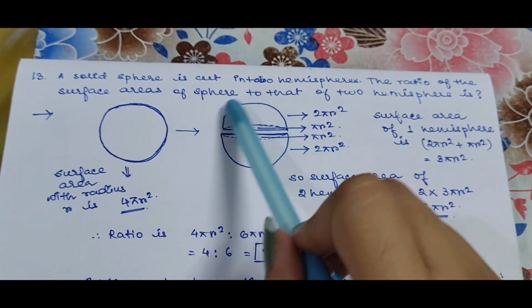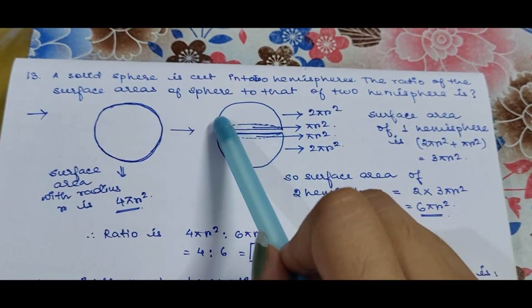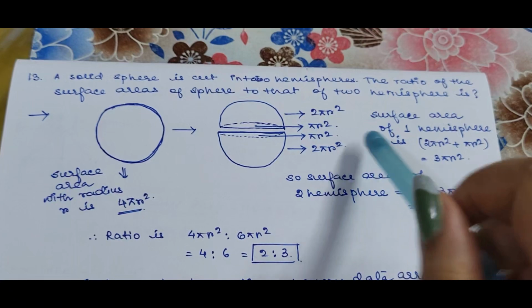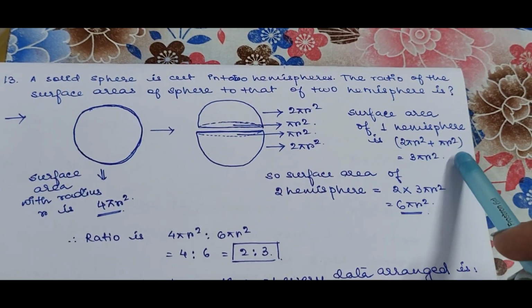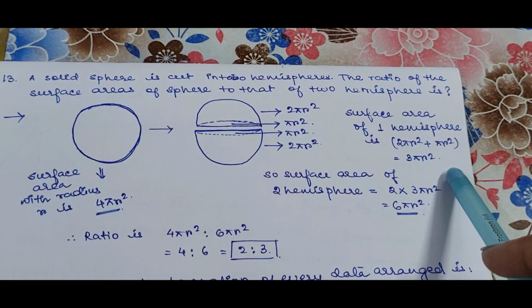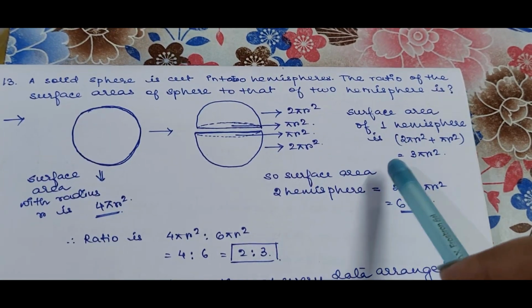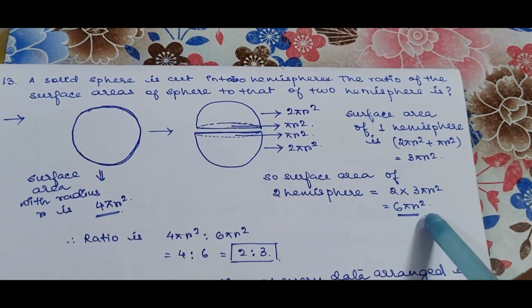Now the surface area of one hemisphere is 2 pi r square plus this circular disc here. So 2 pi r square plus pi r square, which is 3 pi r square. So the surface area of two hemispheres is 2 into this 3 pi r square, so it is 6 pi r square.